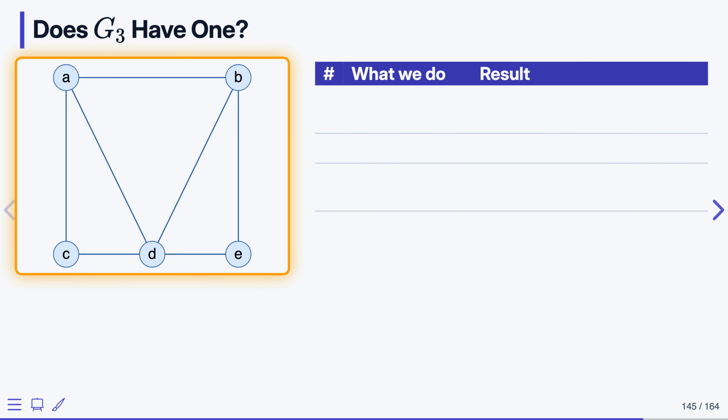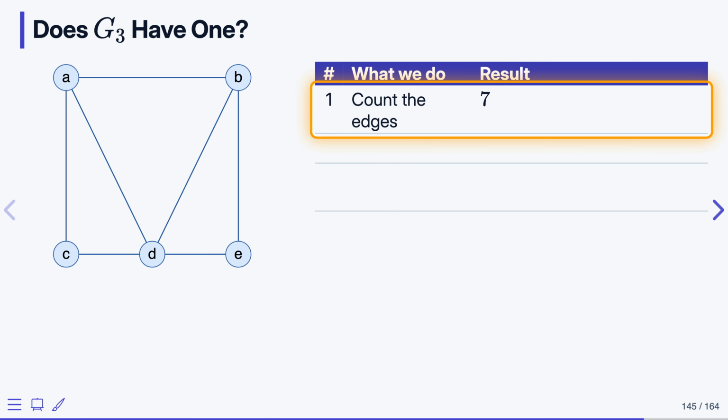Now the third graph. Step 1. Count the edges. AB, AC, AD, BD, CD, DE, and BE. 7.